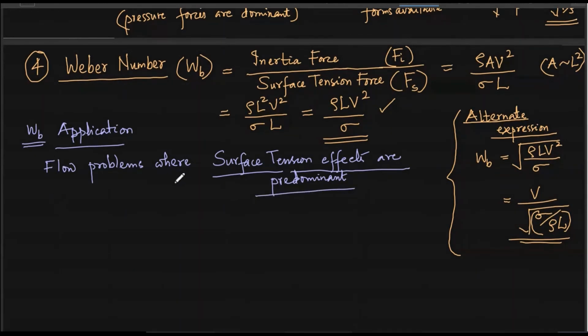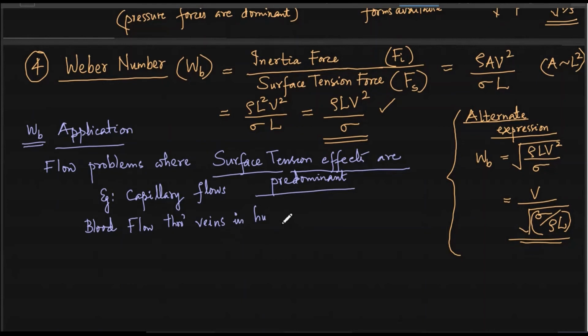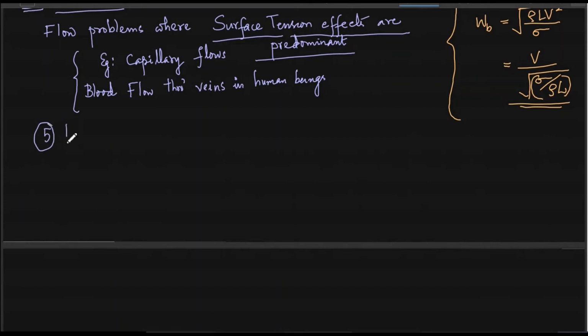Flow through small tubes and all, capillary effect. So basically this capillarity is due to surface tension. So you can say capillary flows. Even flow through small diameter tubes. Flow through the veins, blood flow through veins and arteries in the human body, because these veins are basically small, just like small diameter tubes, where the surface tension forces are dominant. So blood flow through veins in human beings.